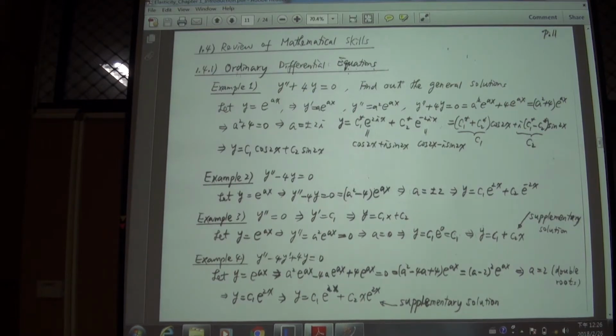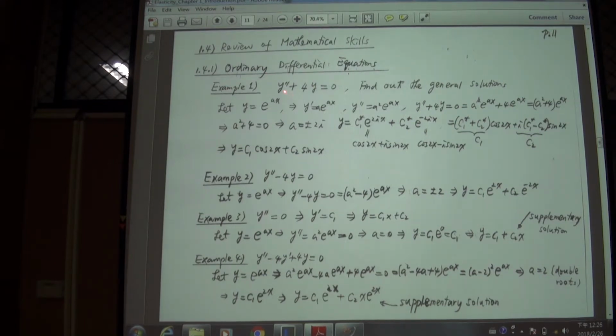I give you some review about ordinary differential equations. If you want to have more details, you can consult some books of engineering mathematics. Okay, here I just give you a brief review. In this section 1.4.1, we talk about ordinary differential equations.